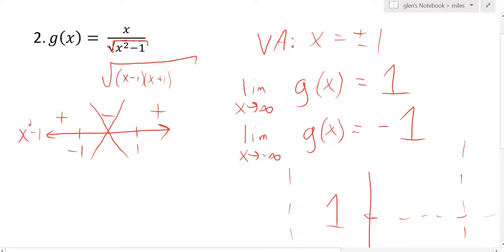It's not a trick question. Just 0, right? Just 0. However, if you put 0 in there, although the top is 0, the denominator is going to be the square root of -1, which is imaginary, right? So this graph has no x-intercepts.